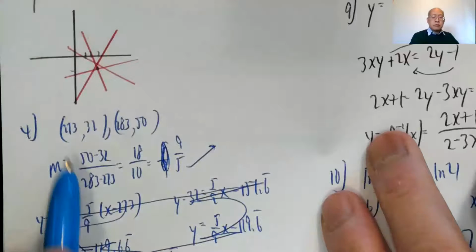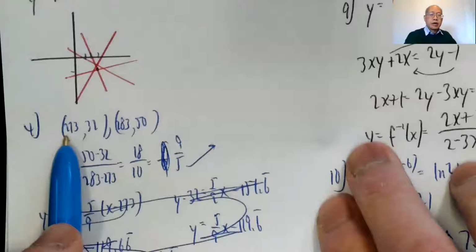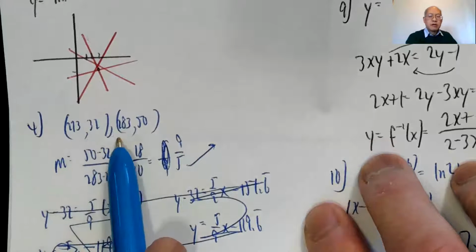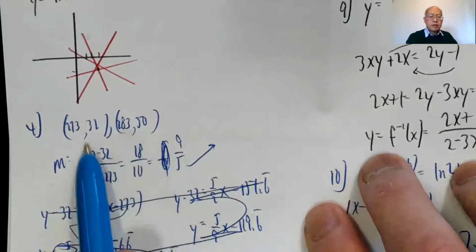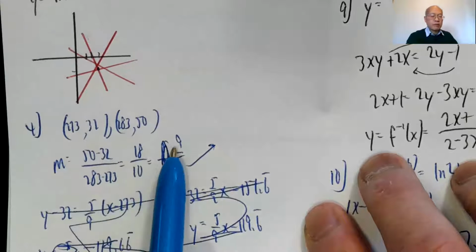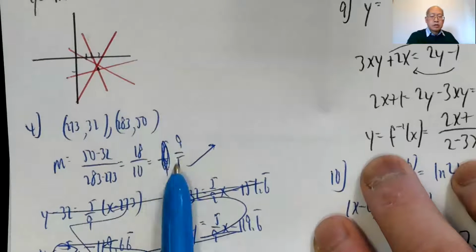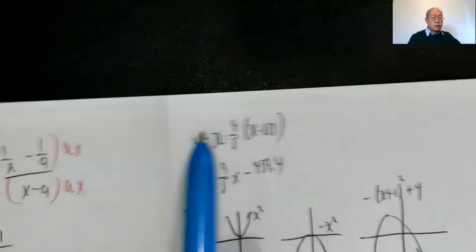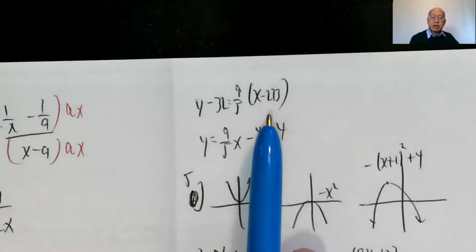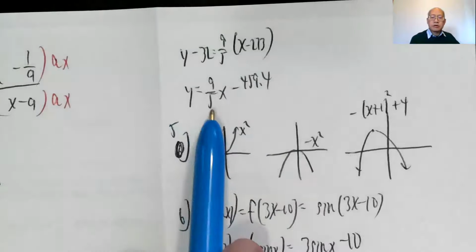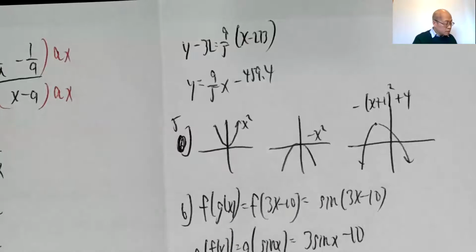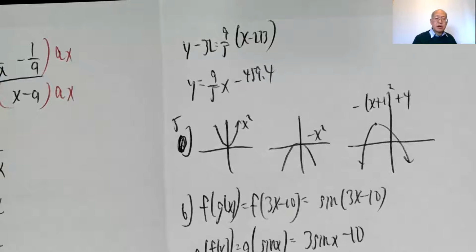Number 4, so I'm doing Kelvin, comma Fahrenheit. So (273, 32), (283, 50). Slope is 50 minus 32 divided by 283 minus 273, which is 18 over 10. That's 9 over 5. Ignore this, I messed up. So I use this point and the slope. So y minus y1, y minus 32 equals 9/5 times (x − 273). Clean it up. y equals 9/5 x minus 459.4.